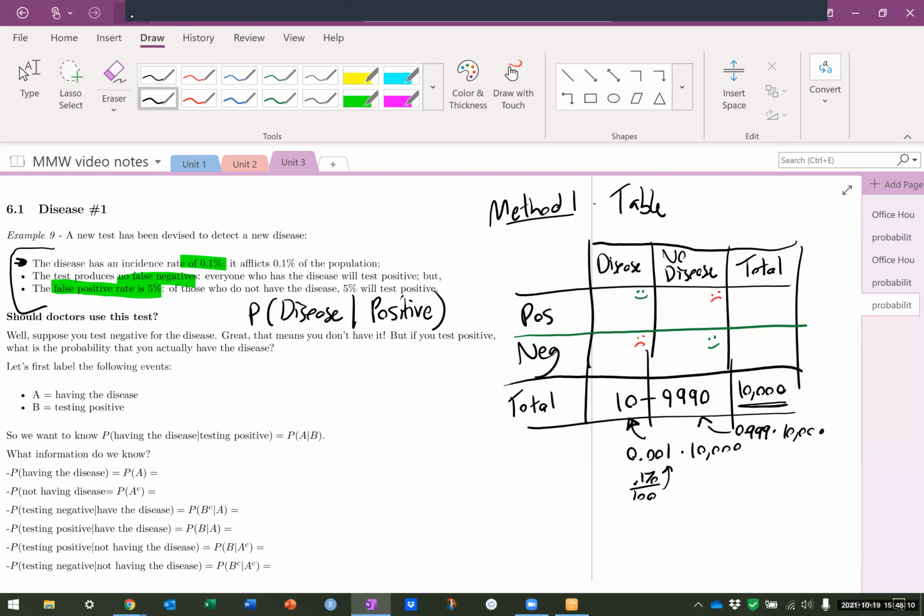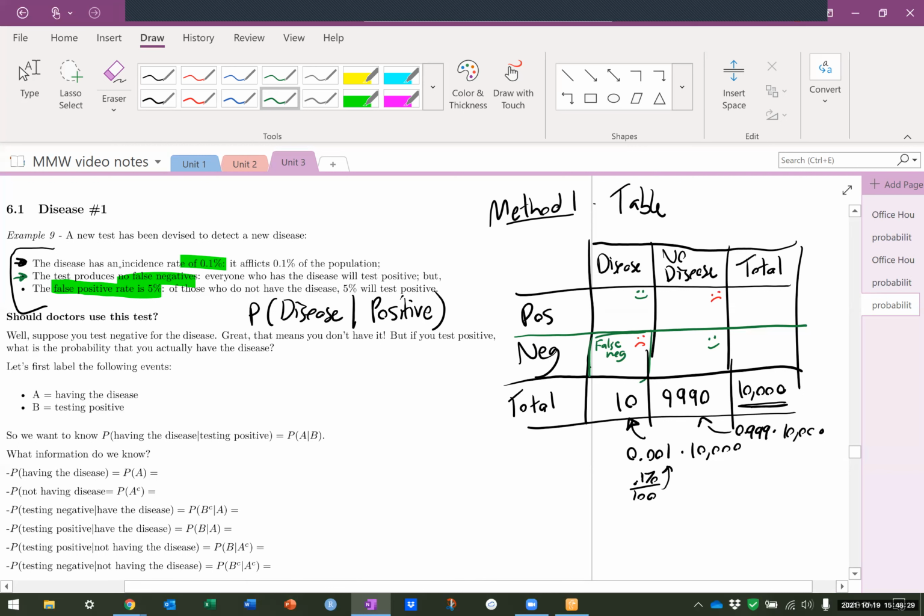Okay, let's look at our next piece of information now. The test has no false negatives. Where in this table is a false negative? Well, here you have negative and it's false. So that would be the false negative rate.